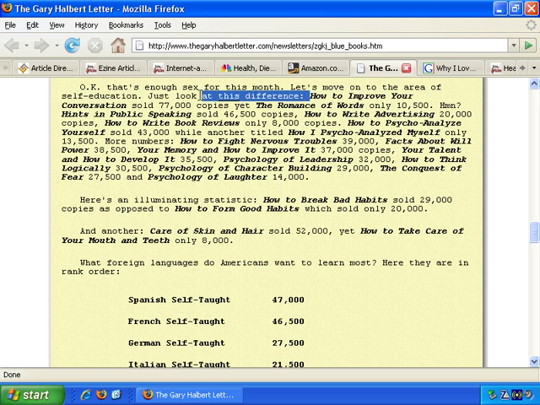For example, How to Improve Your Conversation sold 77,000 copies, but The Romance of Words only sold 10,000. And these books were sold purely from the title. There was no description at all. How these books were sold was through just a long list of book titles, and then people would order from those. So you can see how just the title made a huge difference. Hints in Public Speaking sold 46,000 copies.